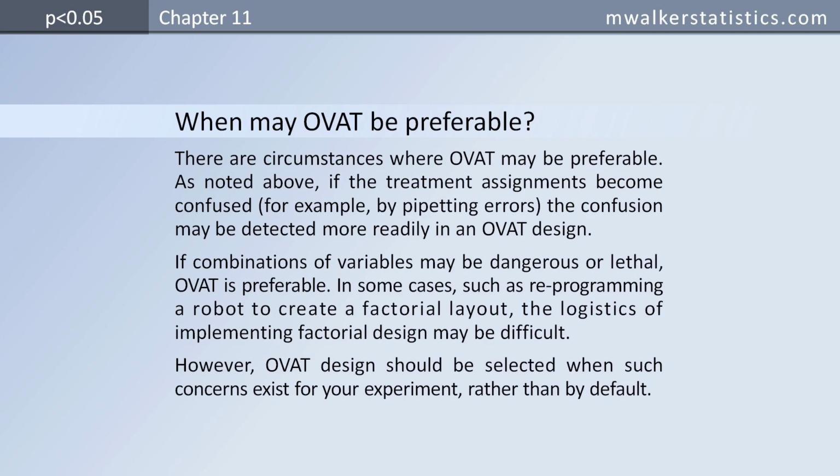There are circumstances where OVAT may be preferable. As noted above, if the treatment assignments become confused, for example, by pipetting errors, the confusion may be detected more readily in an OVAT design. If combinations of variables may be dangerous or lethal, OVAT is preferable. In some cases, such as reprogramming a robot to create a factorial layout, the logistics of implementing factorial design may be difficult. However, OVAT design should be selected when such concerns exist for your experiment rather than by default.